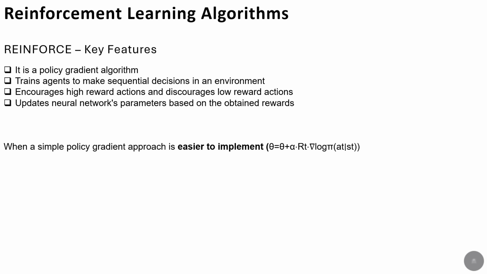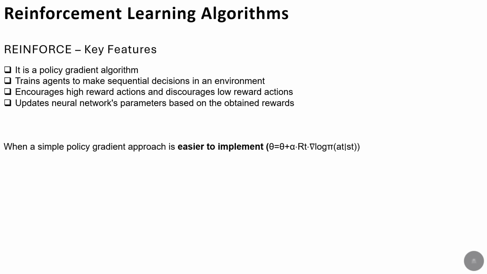So we are going to look at some key features and aspects of REINFORCE. Like I mentioned, it's a policy method, but it uses a gradient algorithm, and it trains agents to make sequential decisions in an environment. So usually one decision leads to the other decision in a sequential manner. That way the agent is able to learn from the previous knowledge. Then it encourages high reward actions and discourages low reward actions.